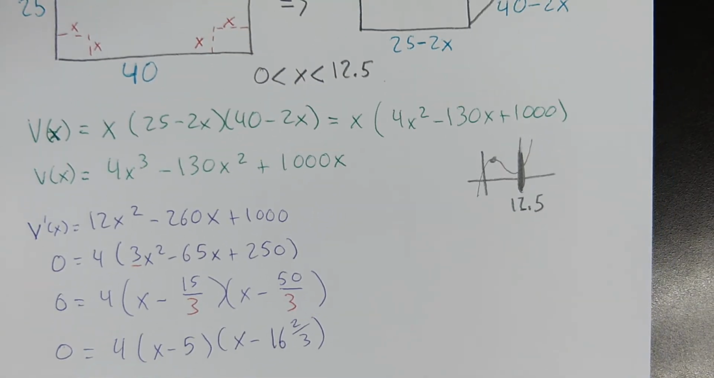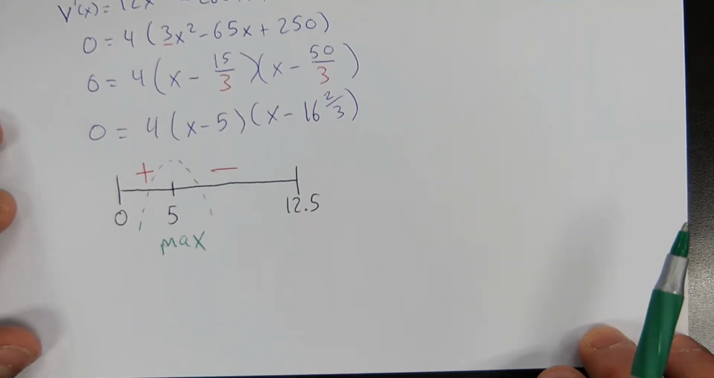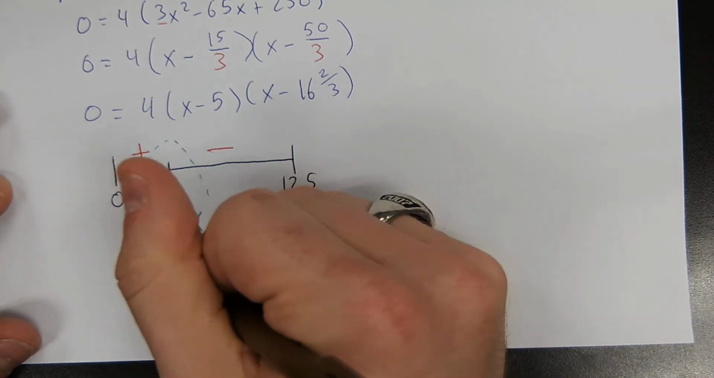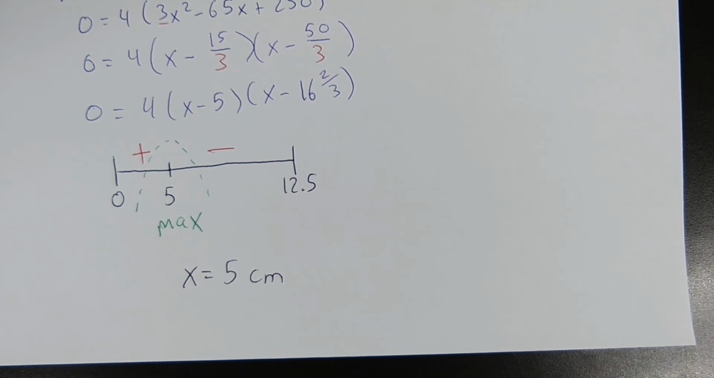So the original question said, what size squares must be cut out? 5 centimeters by 5 centimeters. Ta-da! Realize the question could have said, what is the maximum volume of the dish? Instead of saying what size square. So then you'd have to substitute the 5 back in, and you get 15 times 30 times 5. What was that? Big number. 4,500? No, bigger than that. Yikes. I think it's 22,000.